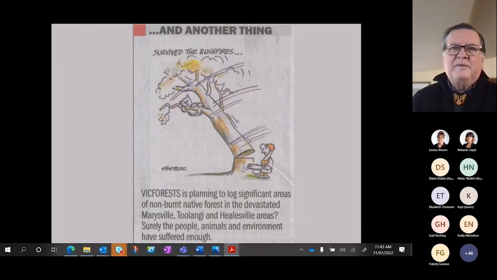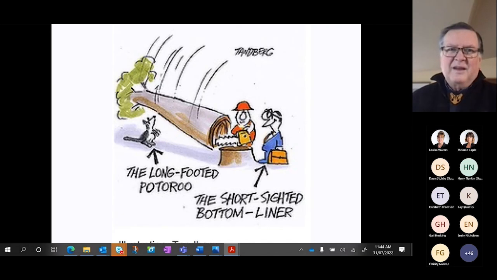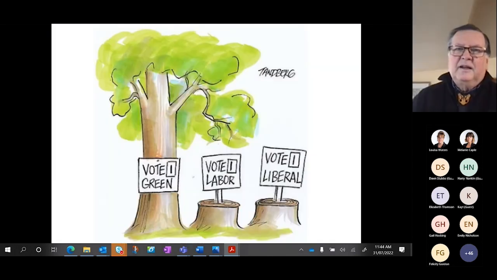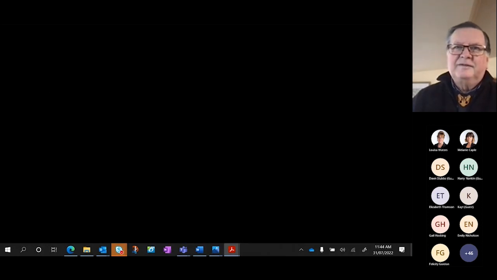So finishing with a couple of Tandbergs. We can't miss Tandberg. So this one survived the bushfires with a koala that made it through the fires in the tree, and now the tree's being chopped down. Pretty potent image, that one. And then the long-footed potoroo. So this is out in East Gippsland, and the short-sighted bottom liner. Right to the point, vote one Green, vote one Labor, vote one Liberal. And that's where I'll end.